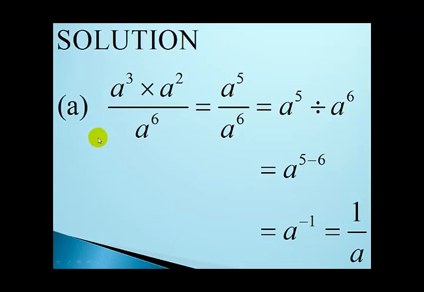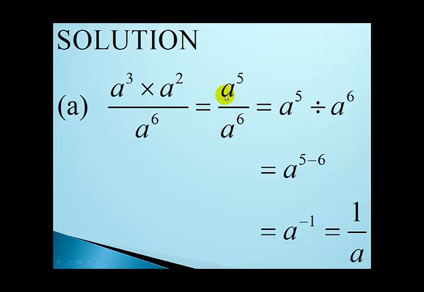A: a^3 times a^2, all divided by a^6. When we look at the numerator, we can see that the variables are of the same base, and the base is a. According to the first law of indices, we keep the base constant, that is a, and we add the exponents together, so 3 plus 2 is equal to 5. So a^3 times a^2 is equal to a^5. Don't forget, it's all divided by a^6.